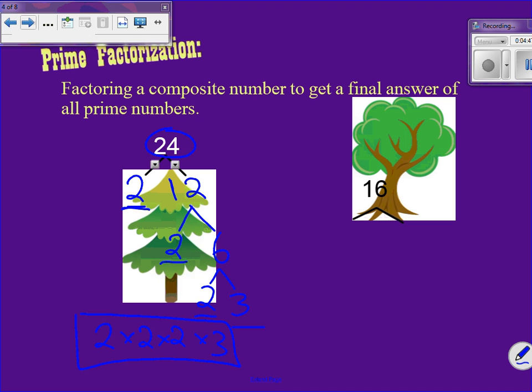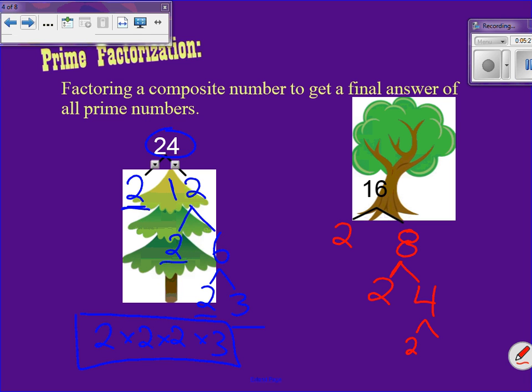Let's try this again with 16. So we'll start with 2 again because 2 is a happy prime number. We like that number. So 2 times 8 equals 16. 8 is a composite number, so we break it down. We like our 2, so we'll keep with that. 2 times 4 equals 8. 4 is a composite number, so we keep going.